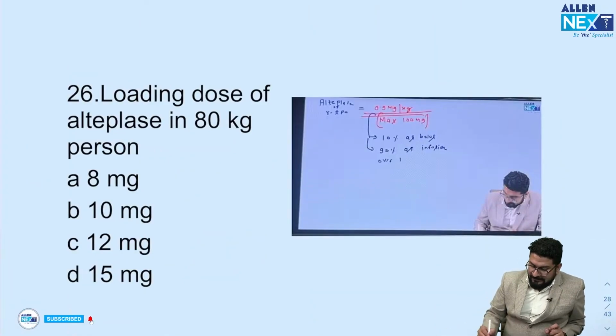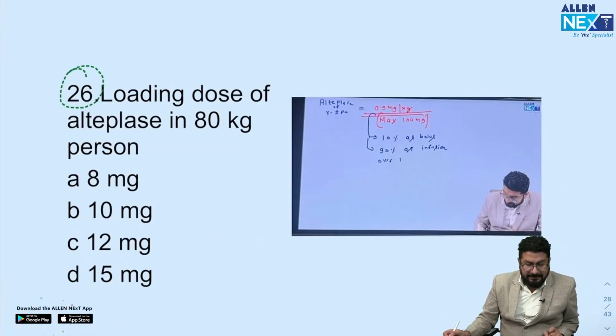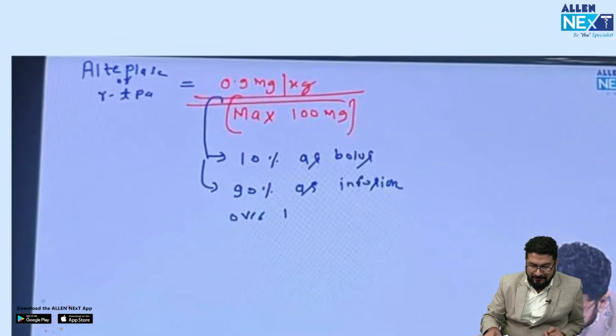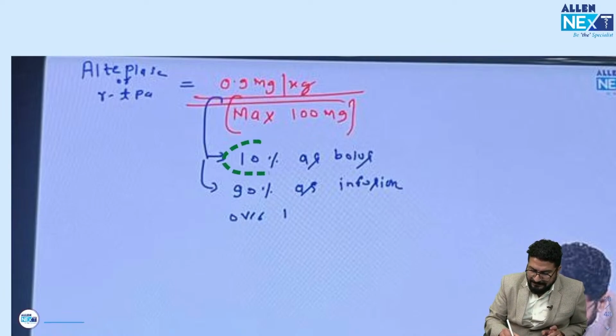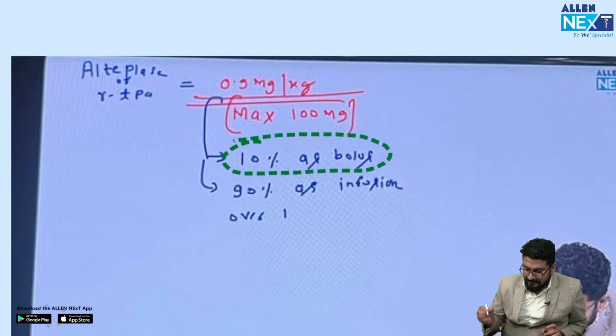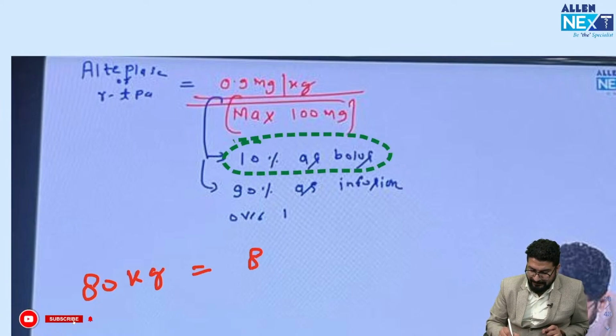Okay, coming to this, it was a dose-based question, an interesting question which came in the exam. Loading dose of Alteplase in an 80 kg person. So just look at the screen of what I have discussed. Alteplase we give 0.9 mg per kg. The maximum we give is 100 mg. Initially we give 10% as bolus. Now see, 80 kg is the weight of the person. So how much will you give as bolus? Remember, we will give 8 mg. 10% will be 8 mg.